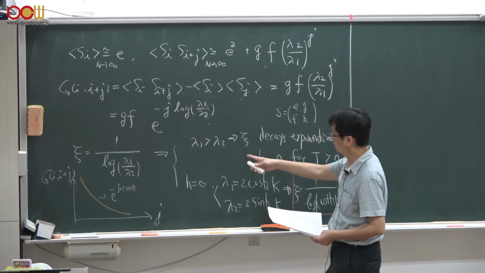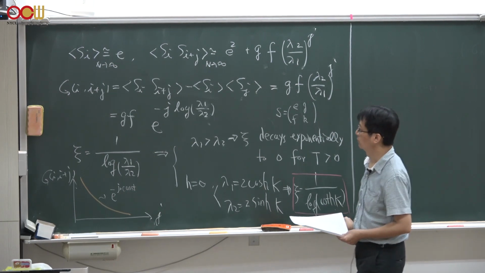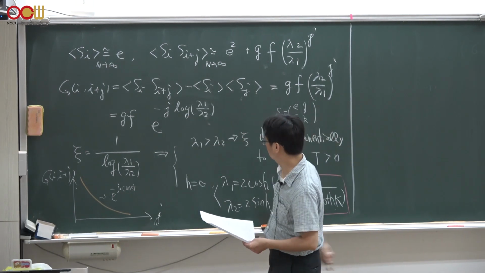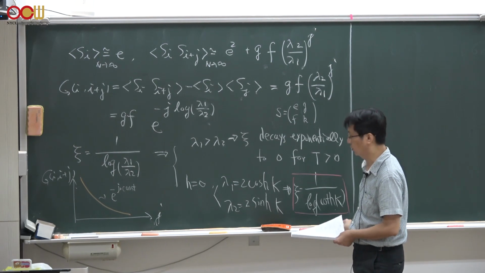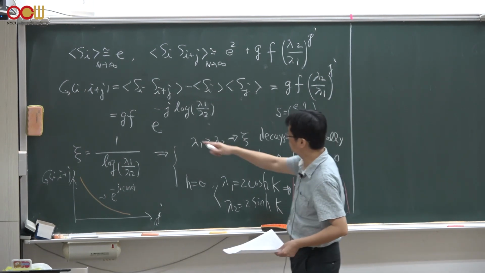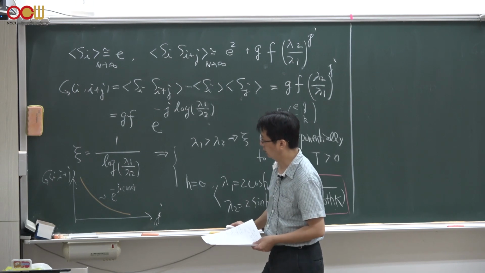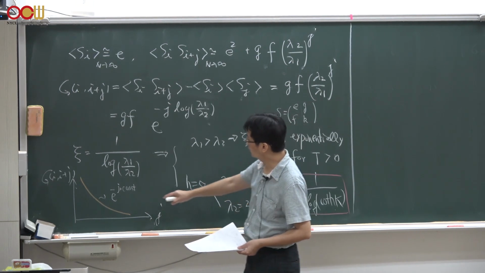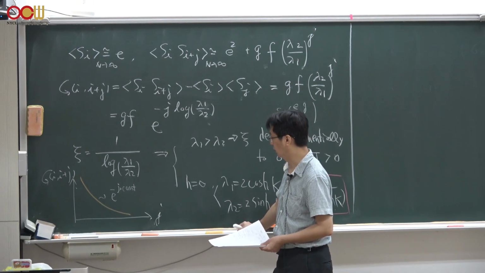Since lambda 1 is larger than lambda 2, you can see that this Green's function, the correlation function, for any given finite temperature, as a function of distance j, decays exponentially. So this is e to the minus j, where j is the distance between these two sites, i and i plus j, and this decay is of exponential form, e to the minus some constant times j.